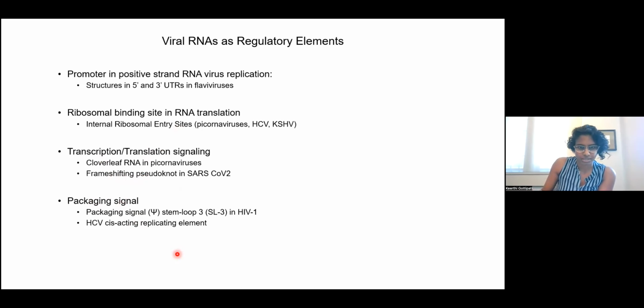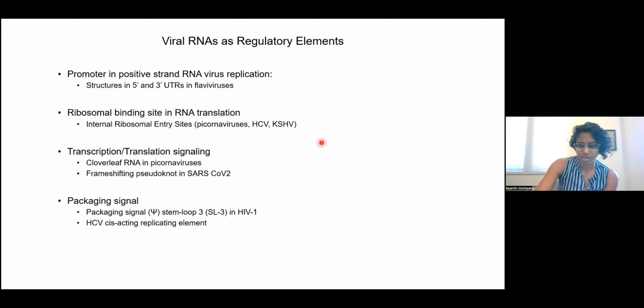Also, another example is the viral packaging signal, which is seen in HIV or in the HCV cis-acting duplication element. So I guess the main idea here is that RNA is so flexible and able to interact with other proteins and other RNAs and able to fold into secondary and tertiary structures that it can be involved in a bunch of these functions. And viral genomes, owing to their small size, use this nature of RNA to pack a lot of function into it. So it's not just a coding sequence, but a regulatory element as well.